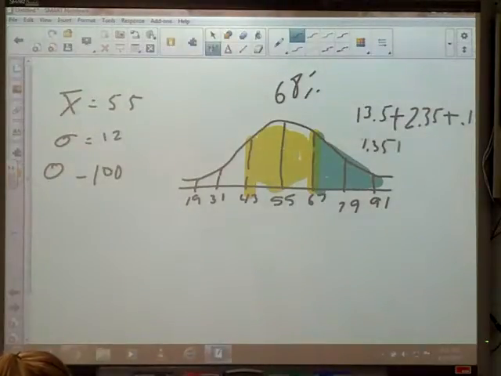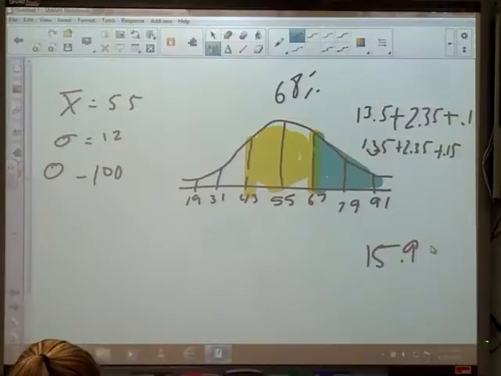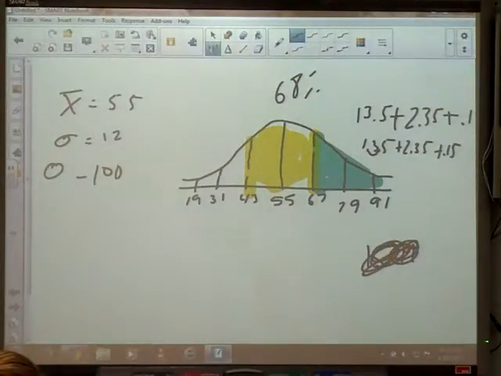Oh, I didn't have enough room to write a 5 over there. 13.5 plus 2.35 plus 0.15. And what do we got? That's 13.5. 15.95? I got 16. I used the 2.3. Yeah, we did the 2.35. So 16.